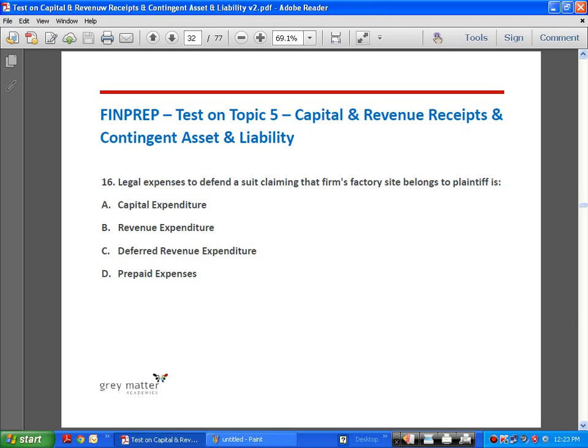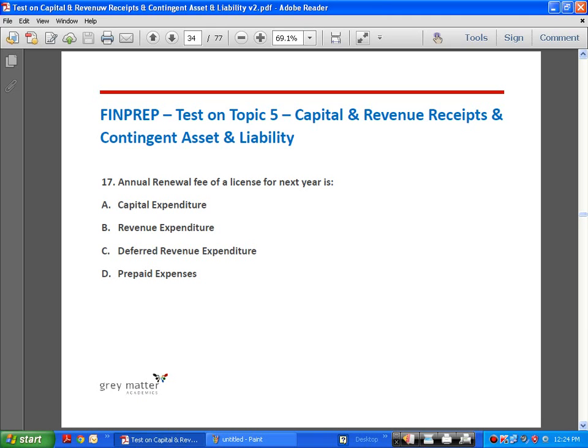Legal expenses incurred to defend a suit claiming that the firm's factory site belongs to the plaintiff. Okay, so legal expenses that are incurred to defend a suit, that is, you own a factory site. Somebody claims that the factory site actually belongs to them and not to you. Then you engage a lawyer and you incur certain expenses for the lawyer, and the expenses that you incur to defend your title to the factory site is revenue expenditure.